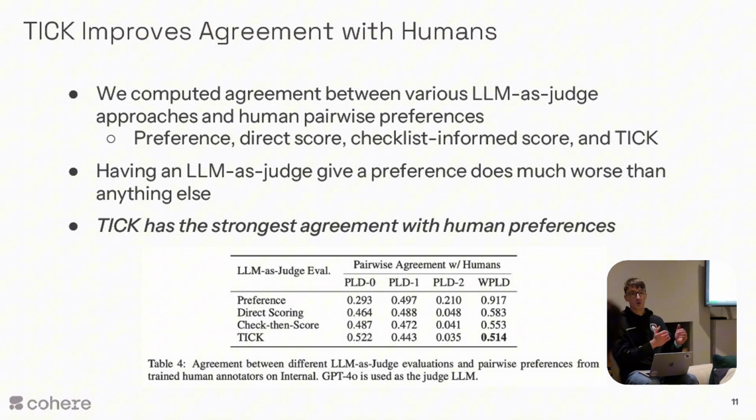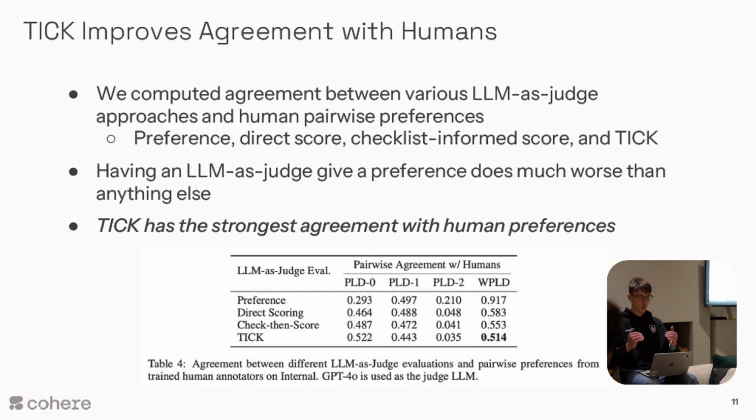If we do this thing that we call check-then-score, where we do the whole checklist generation and answering, but rather than use the answers themselves to form a score via the checklist pass rate, we just say, okay, given your answers to the checklist questions, given what that tells you about the response, come up with a score 1 to 5. So that's like some combination between scoring and checklist writing. And this does better again.